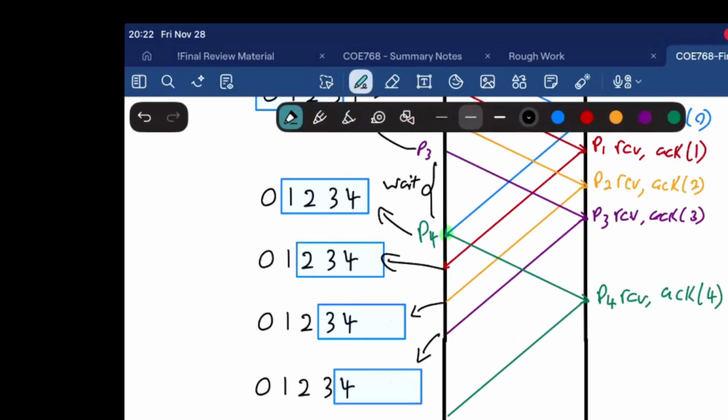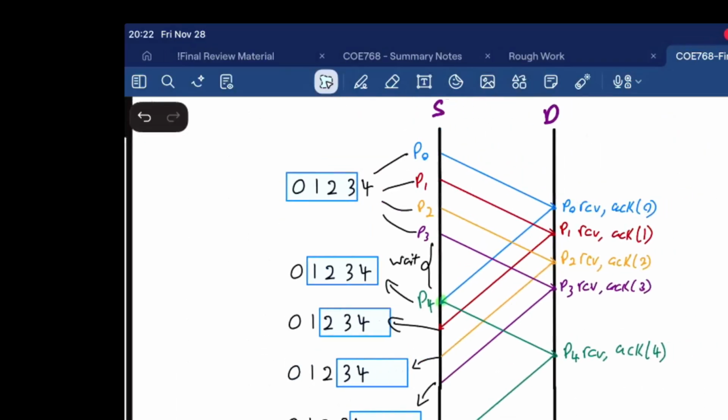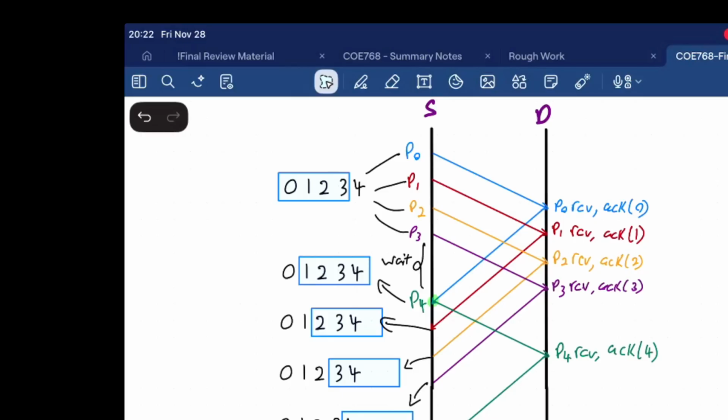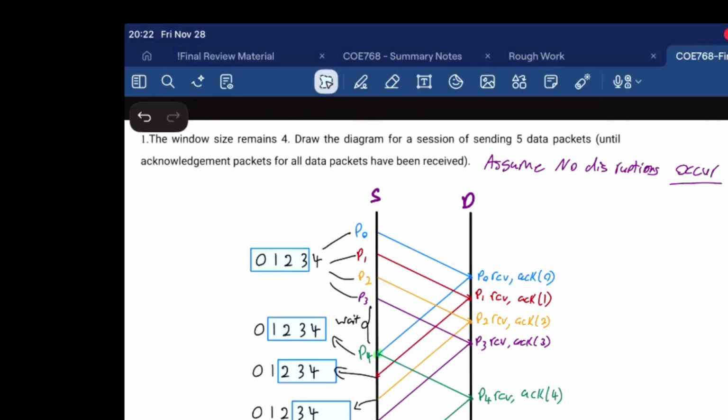And last but not least, let me make this short, with 4, once 4 has also been received and cleared from this. So that would be what your, I guess, send and transmission would look like between these two for 5 packets with a window size of 4.